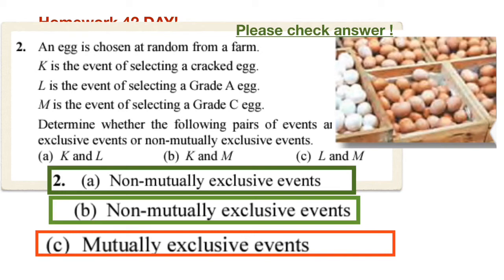How about L and M? L and M, grade A and grade C, actually do not intersect. Grade A is bigger and grade C is smaller. So there's no common element between them. So that means they are not intersecting. So when they are not intersecting, they are mutually exclusive events.